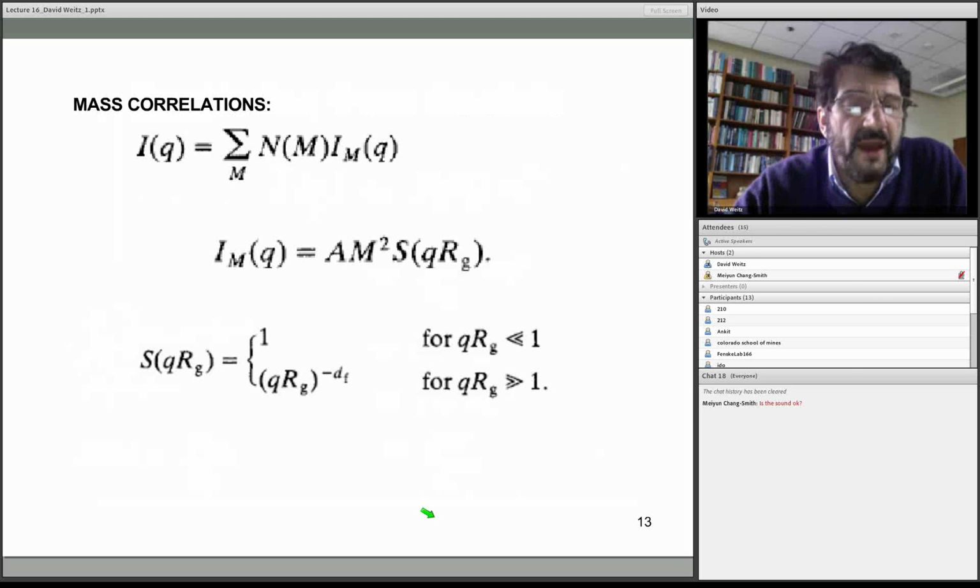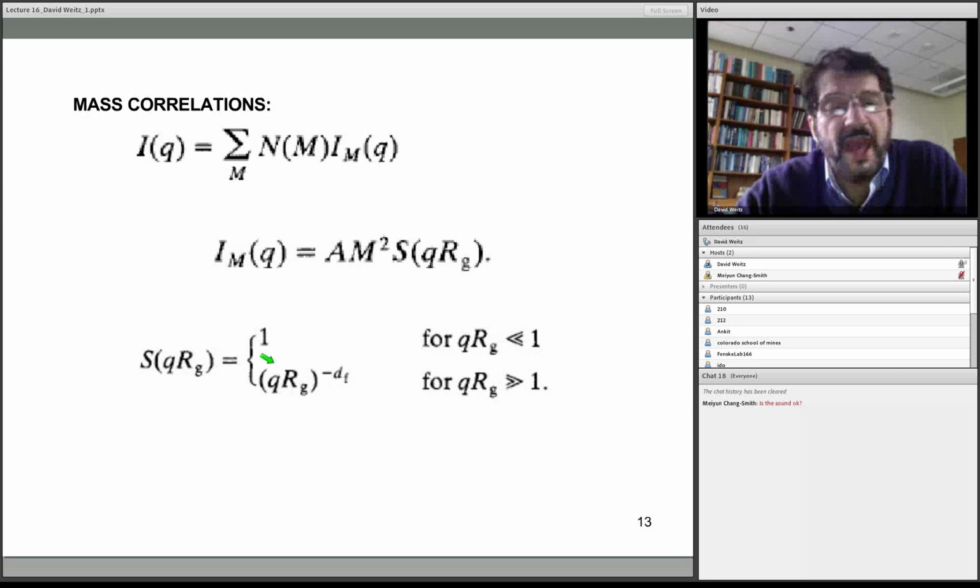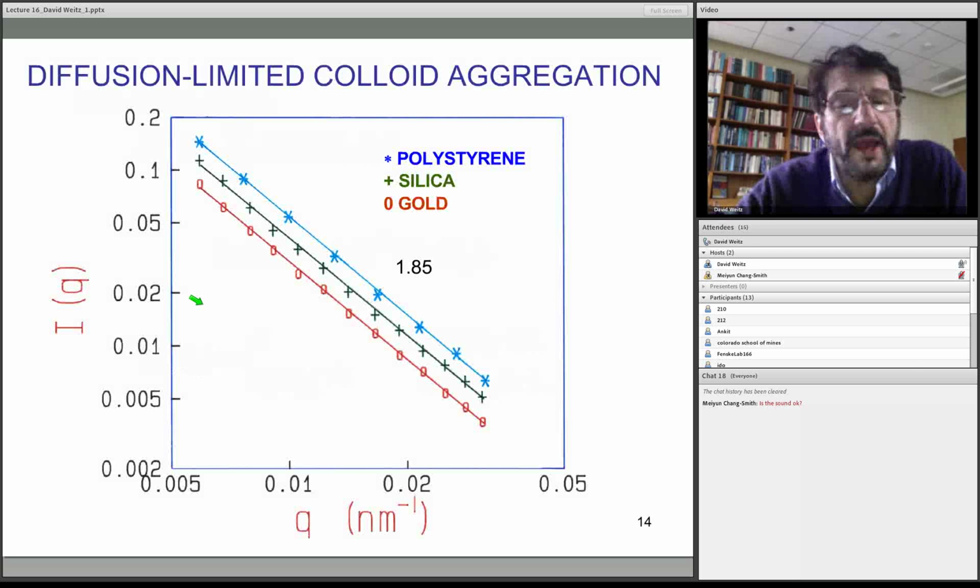And if you have a distribution of clusters, then you can do this more formally, and you sum over the distribution, but with the same form factor. So this is the form factor that I showed, and then you just sum over the distribution like that. And this actually works quite well.